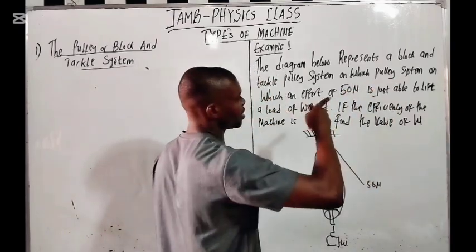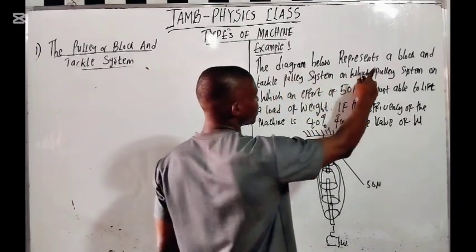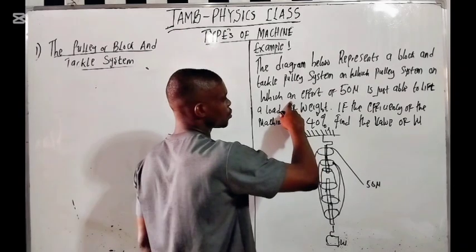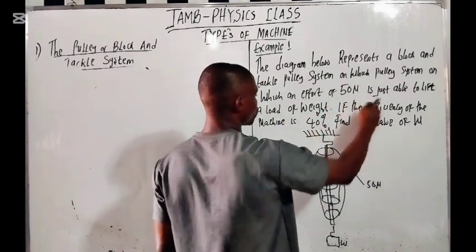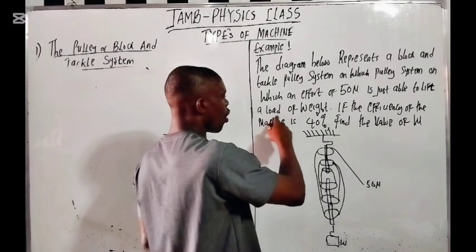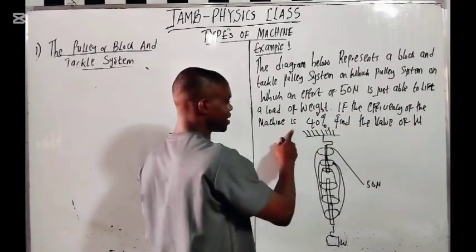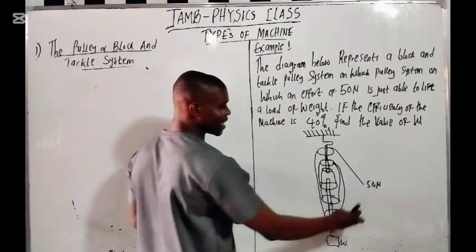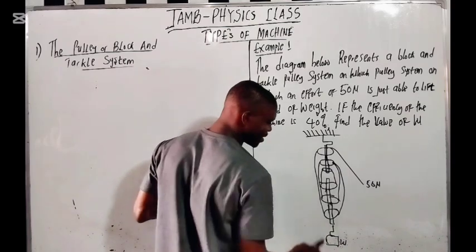The diagram below represents a block and tackle system on which an effort of 15 newton is just able to lift a load of weight W. If the efficiency of the machine is 40%, find the value of W. So you apply this effort here to overcome this load.